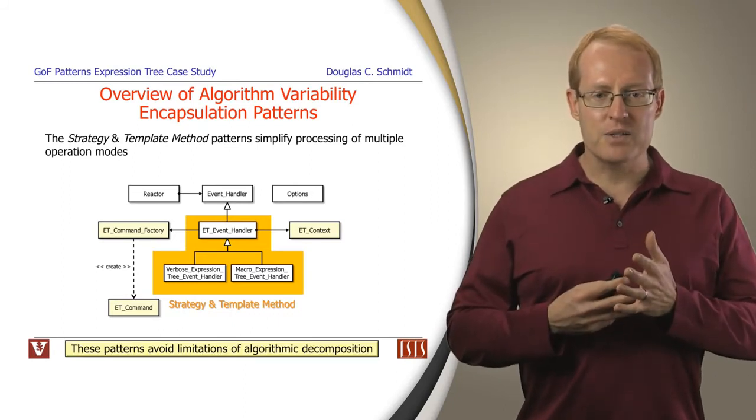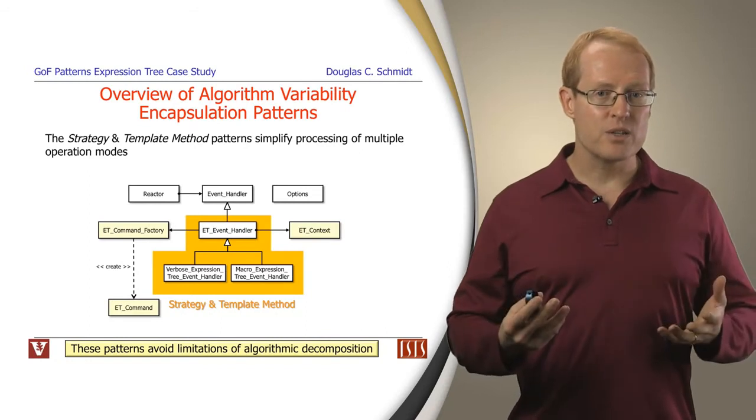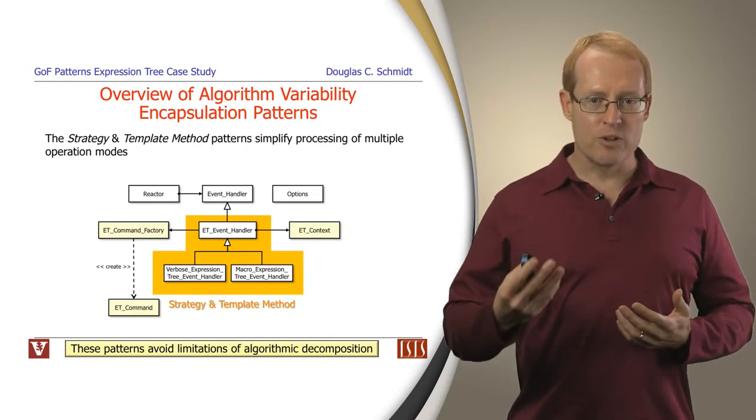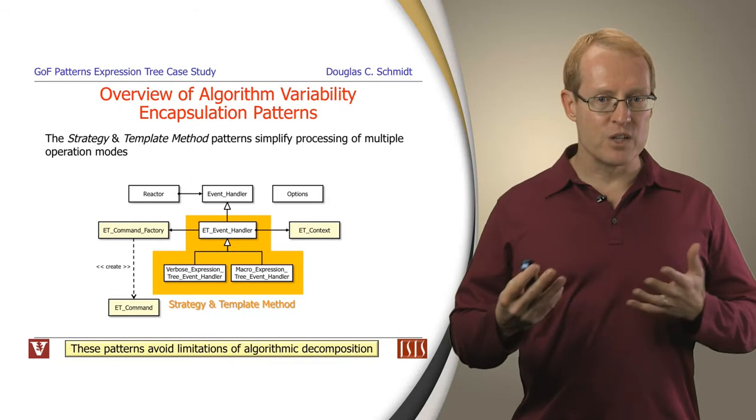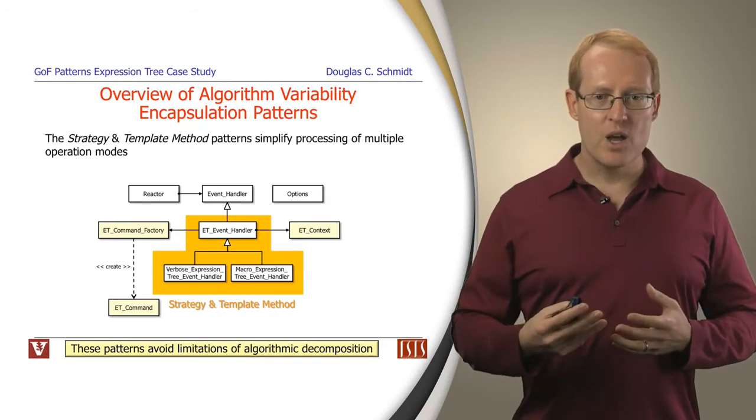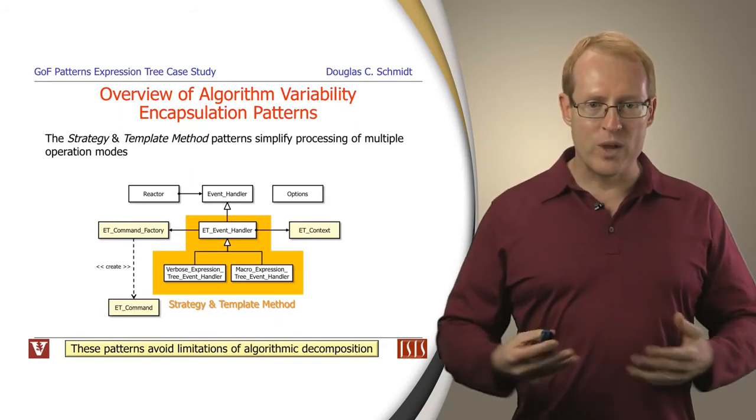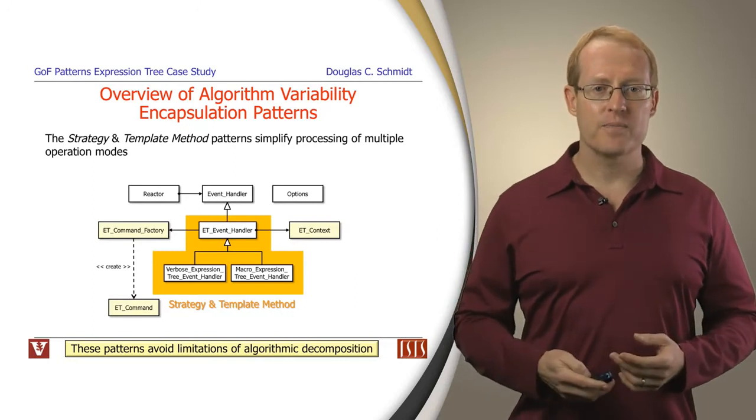And this pattern allows us to avoid some of the limitations that we'd seen earlier with algorithmic decomposition, where we programmed ourselves into a corner, where it was hard to make changes without ripple effects that went through all the code in cascading ways.